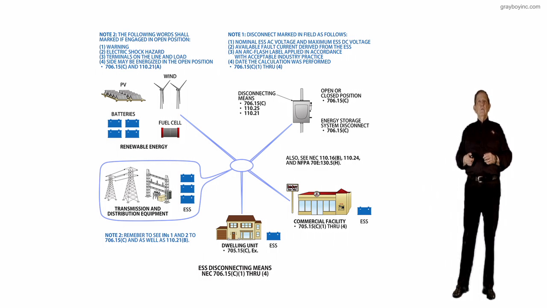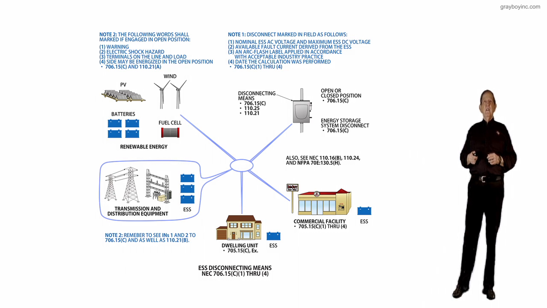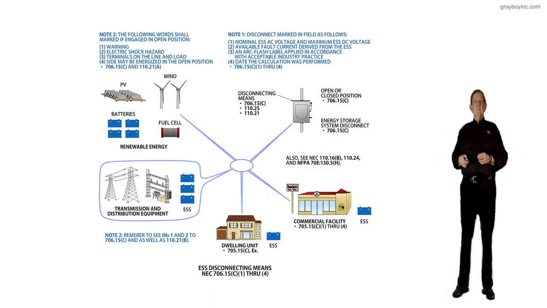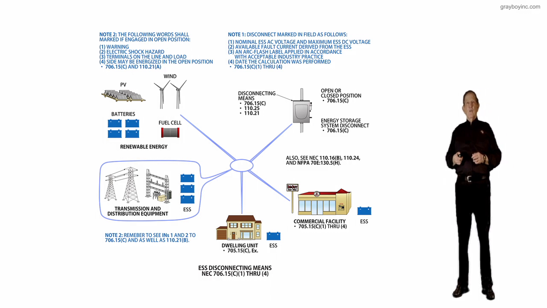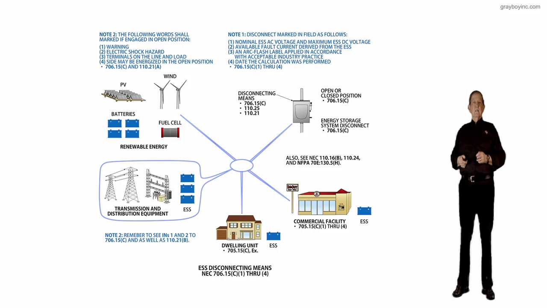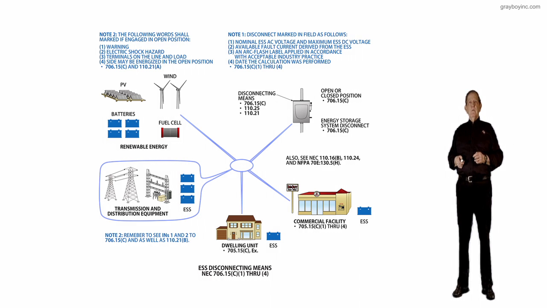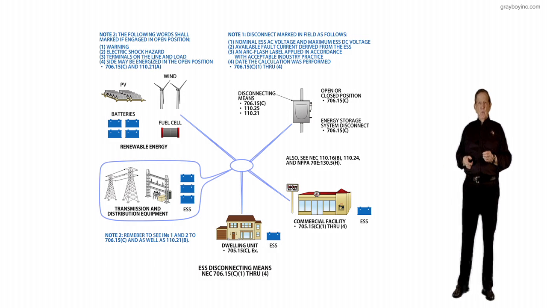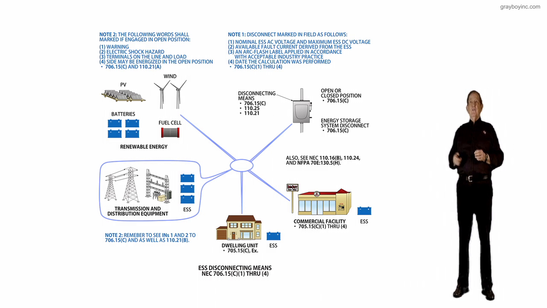Now again, we're looking at anything that could have stored energy. So you're looking at renewable energy and the items listed there: PV, wind, batteries, fuel cell. You're also looking at transmission and distribution equipment at the bottom, and you see those batteries there, ESS, that could be providing power in the storage range. And then notice note 3: if we review it, remember to see informational notes 1 and 2, 706.15(C) as well as 110.21(B).